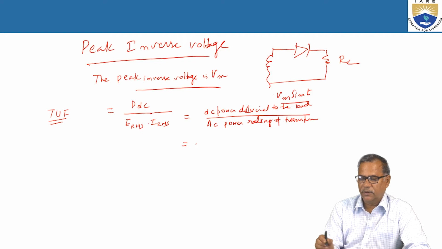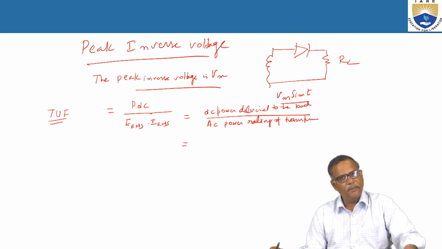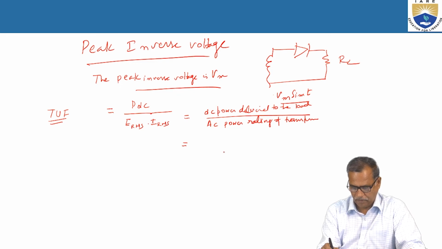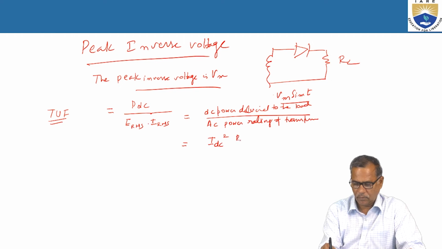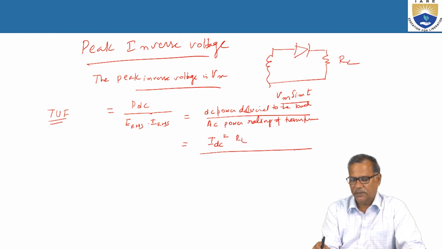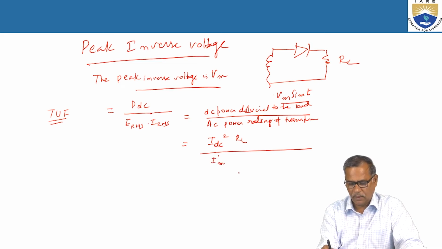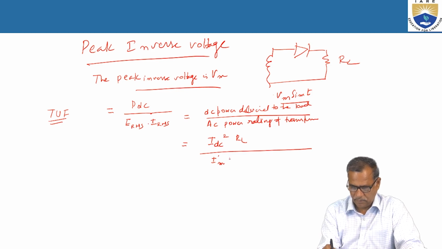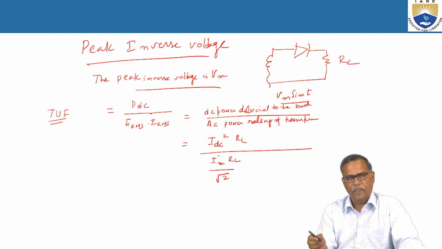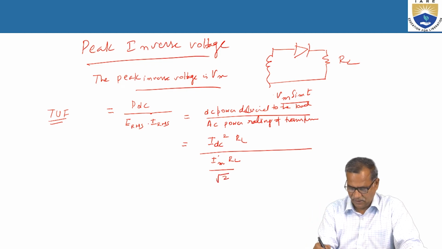So what is the DC power delivered to the load? IDC square multiplied by RL. And what is the AC power rating of the transformer? ERMS multiplied by IRMS. So what is ERMS? ERMS is nothing but Im RL divided by root 2, as the input voltage varies in both directions. And what is IRMS? Im by root 2.